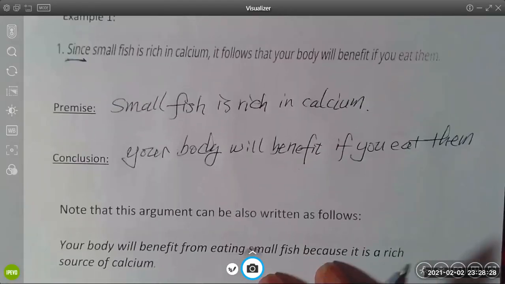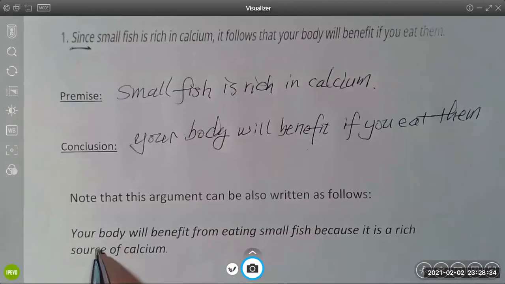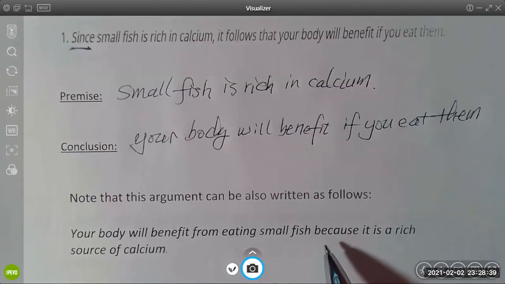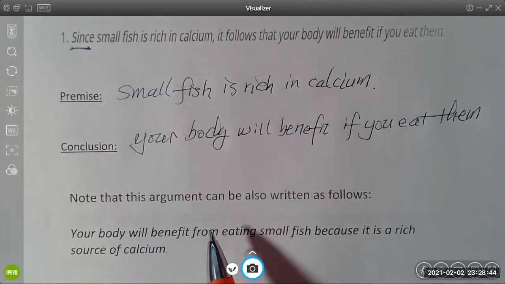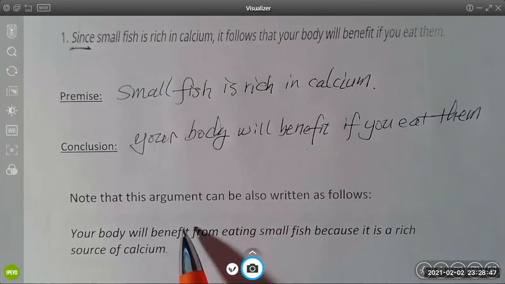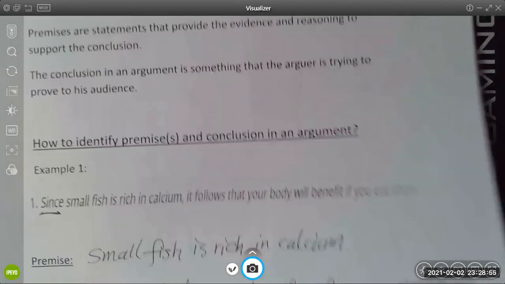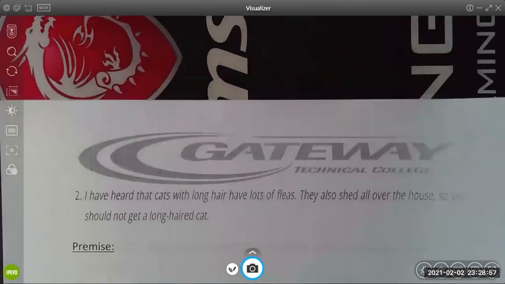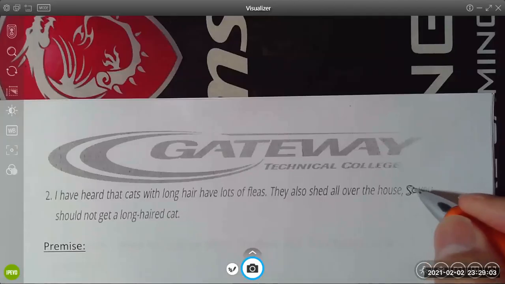Now, actually, notice that you can state this same thing in a different order, such as in this order. Your body will benefit from eating small fish because it is a rich source of calcium. In other words, in argument, the order of reasoning and conclusion can be switched. There's no certain order for you to follow. Either way is okay. Okay. Second one, we have another one here. We have several of this.